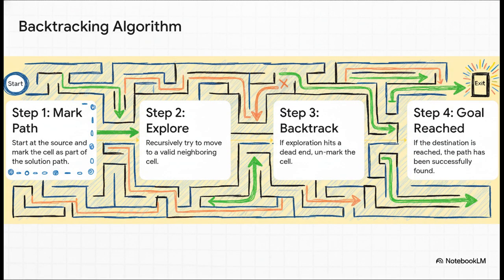You start at the beginning, and you tentatively mark your current spot as part of the solution path. Then you try to move to a valid cell next to you. From that new cell, you repeat the whole process. You call the very same function again. If any of those recursive calls eventually finds the exit, that's wonderful. But if all the possible moves from a certain spot lead to dead ends, you come back, you unmark that spot, and you admit it was a wrong turn.